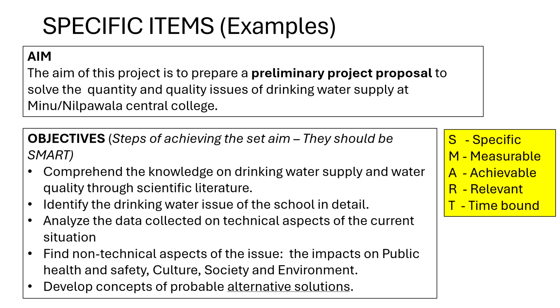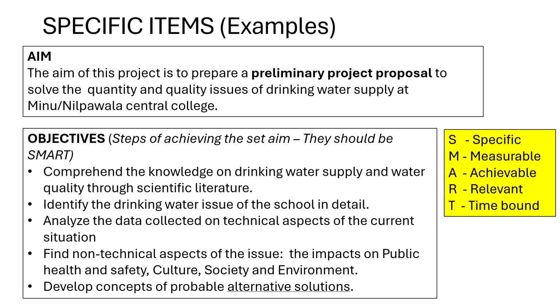So I will say whether it has happened here. The first objective is to comprehend the knowledge on drinking water supply and water quality through scientific literature. Comprehend means gather, find, collect the knowledge, and understand it. It's not only gathering, collect and understand. That is the meaning of comprehend, the knowledge on drinking water supply and water quality through scientific literature.